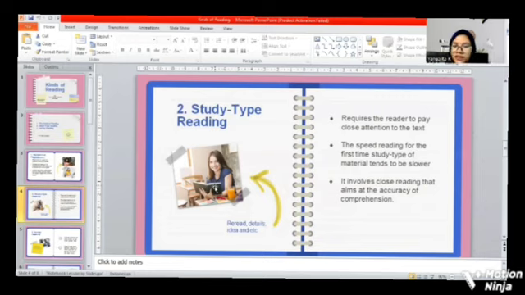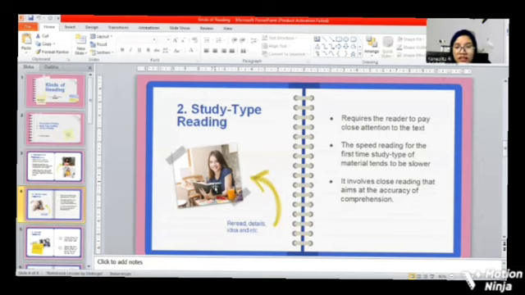So the reading speed the first time with study type material tends to be slower. It's because they have to pay close attention to the text. They have to understand the ideas and the details of the text. And then it involves close reading aimed at accuracy of comprehension.